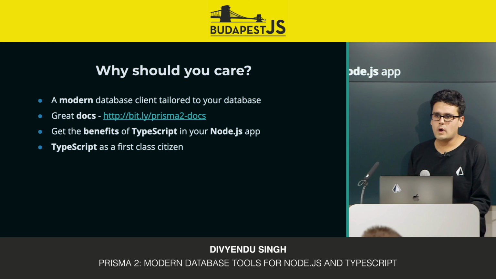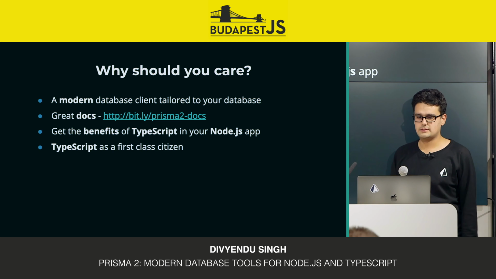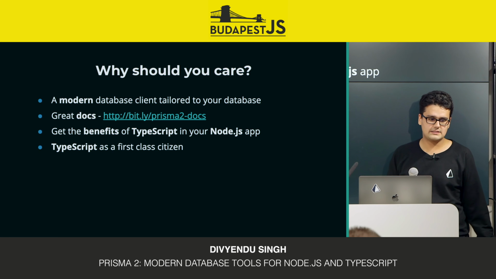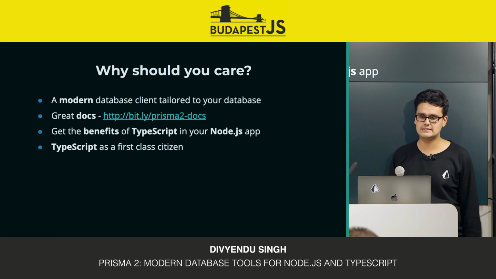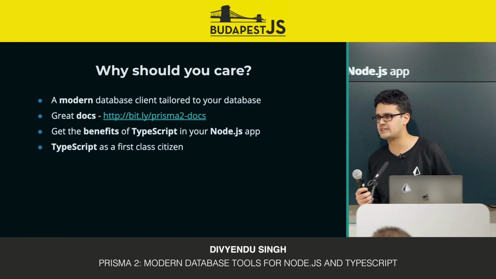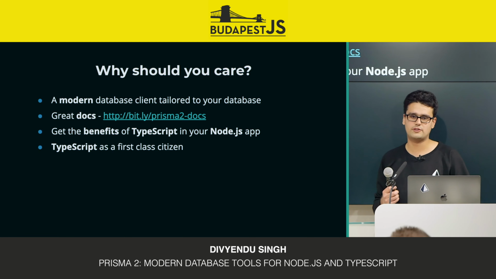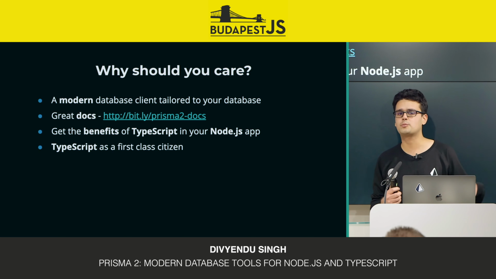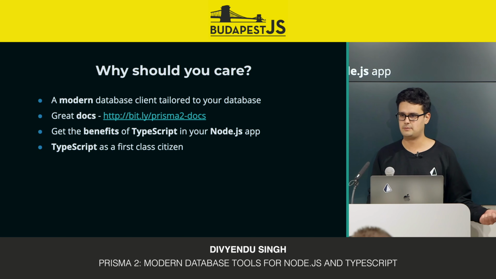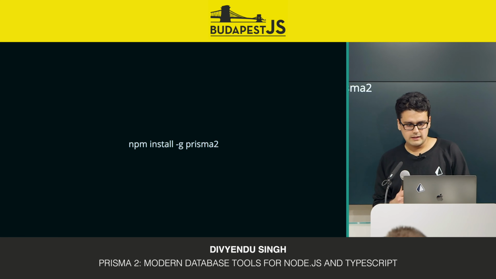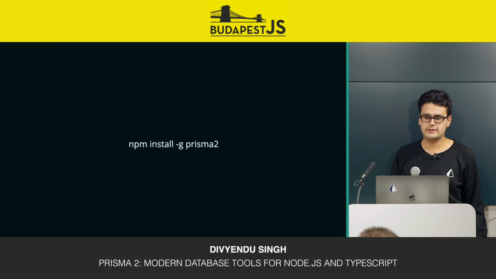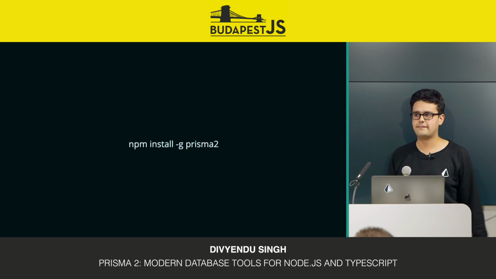So all of that is good, but why should you care about a tool like Prisma? It gives you a client that's generated for your business domain, and it helps you write code faster with more confidence. It has great docs for whatever stage of developer journey you are on. So if you're an individual developer, it targets you. If you're a small team, we have workflows for you. And if you're an enterprise, we also support you. And then you get the benefits of TypeScript in a Node.js application, as I had shown in my demo. But TypeScript is also a first-class citizen for us. All right, to get started with Prisma today, all you need to do is run this command, and you have the Prisma CLI, and then you can move forward.